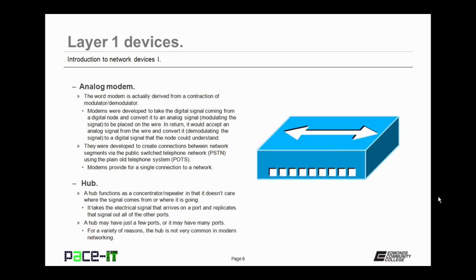Then there's the hub. A hub functions as a concentrator or repeater in that it doesn't care where the signal comes from or where the signal is going. Kind of like the modem. It takes an electrical signal that arrives on a port and replicates that signal out all of its other ports. A hub may have just a few ports, or it may have many ports. And for a variety of reasons, the hub is not very common anymore in the modern network.